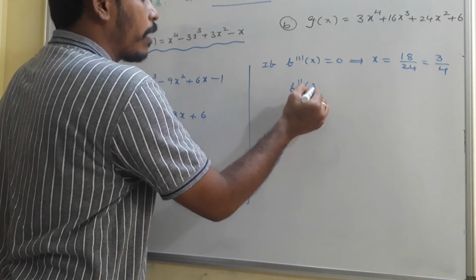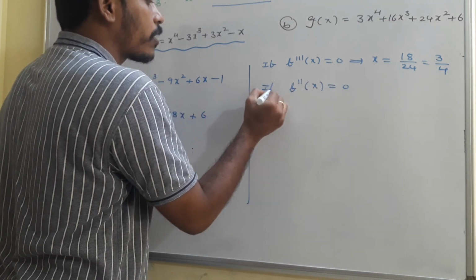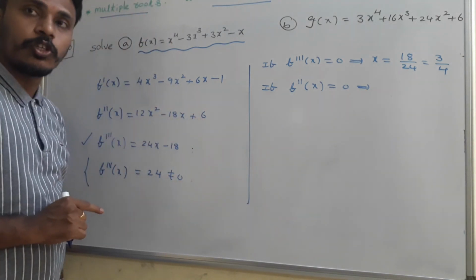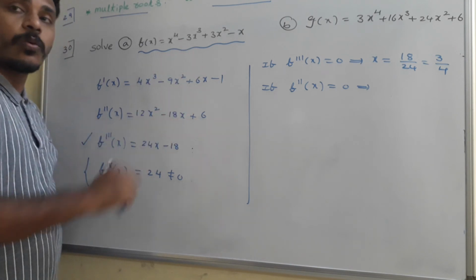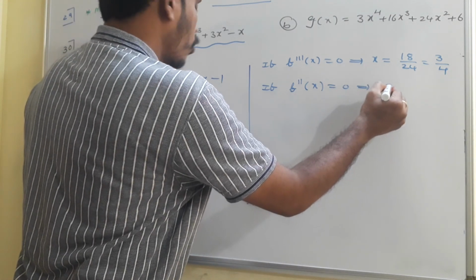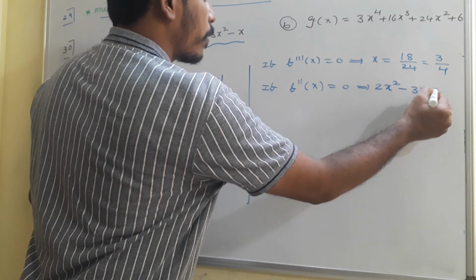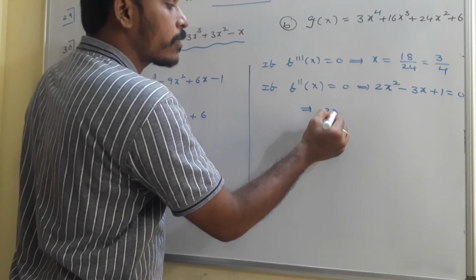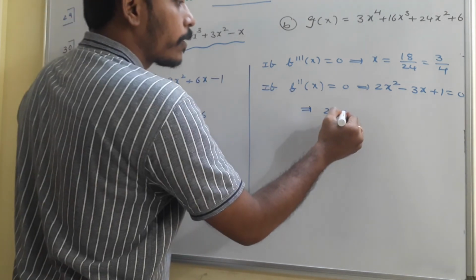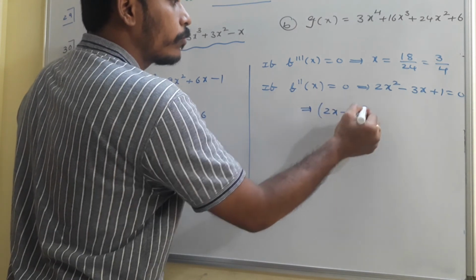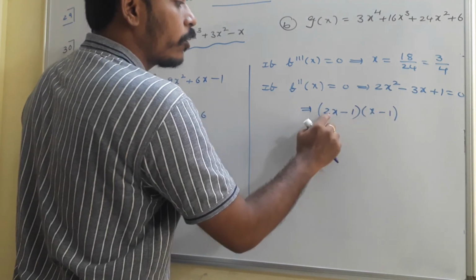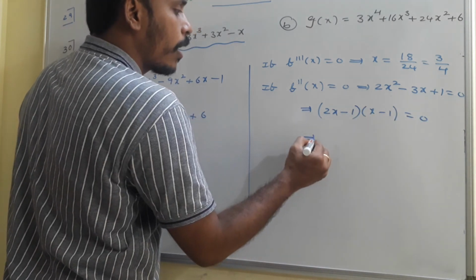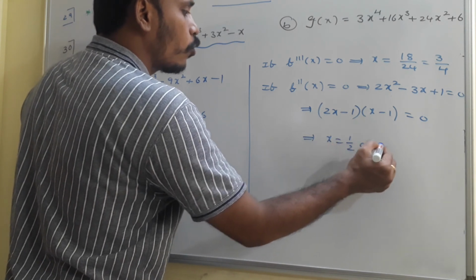Then what to say about f double dash of x? If f double dash of x is equal to 0, what will happen? See, 12x square minus 18x plus 6 is 0. Since we are equating it to 0, you just divide everything by 6. You will get 2x square minus 3x plus 1 equal to 0. You just try to factorize it. That implies 2x minus 1 into x minus 1. Just have a look, 2x square minus 2x minus x plus 1 is equal to 0. And that implies x is equal to 1 by 2 or 1.